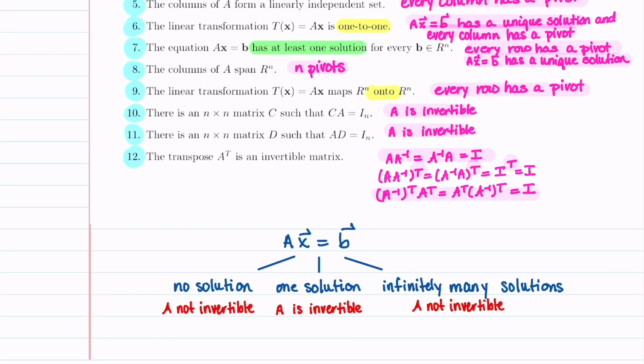Before we walk through some example problems, I want to tie the invertible matrix theorem to solutions to a linear system of equations. This is what we spent so much time studying back in chapter 1. When we have one solution, our matrix A is invertible. That's because every column has a pivot. When we have no solution or infinitely many solutions, our matrix A is not invertible.